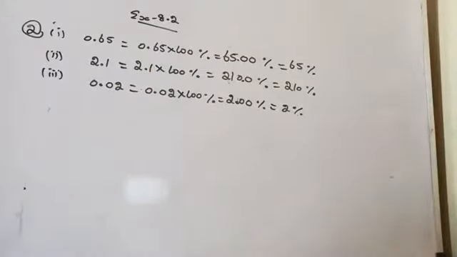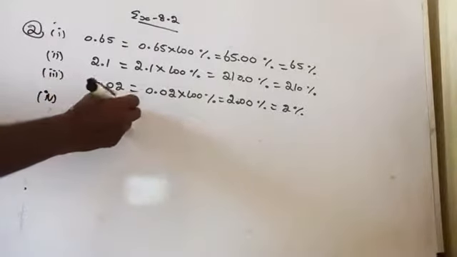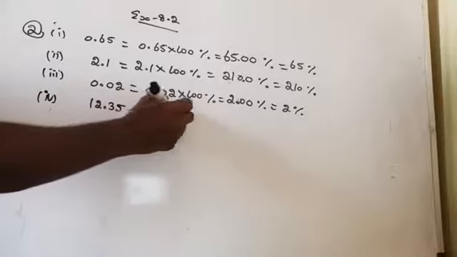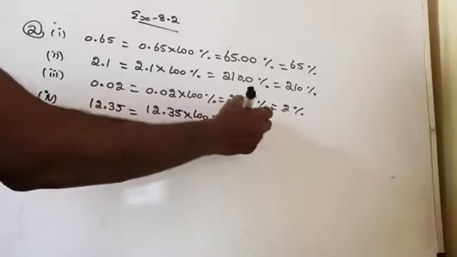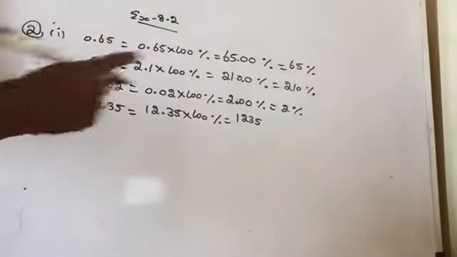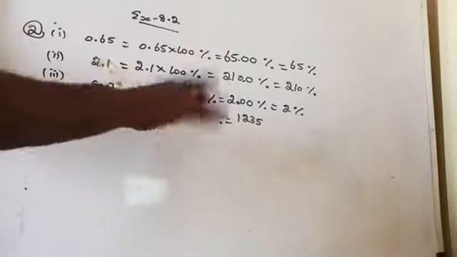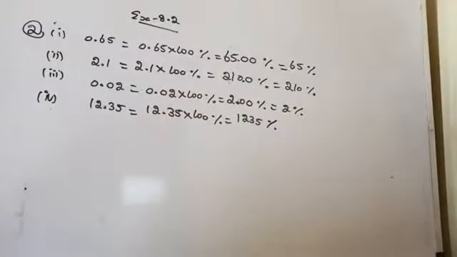Fourth subdivision is 12.35. So 12.35 into 100 percentage, that is 123500. You have to cut two decimal places, then it will be 1235. Therefore 1235 percentage. Am I right dear? Yes.